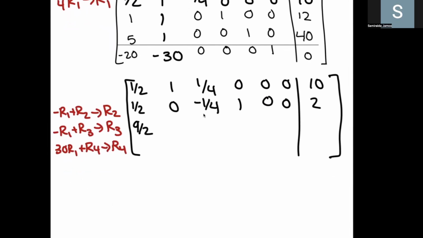All right, next one. We have -1 plus 1, that's 0. -1 over 4 plus 0, -1 over 4. 0 plus 0, 0 plus 1, 0 plus 0. -10 plus 40, 30. And then +30.